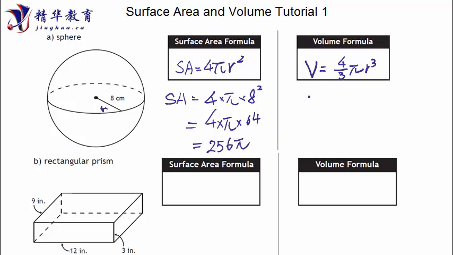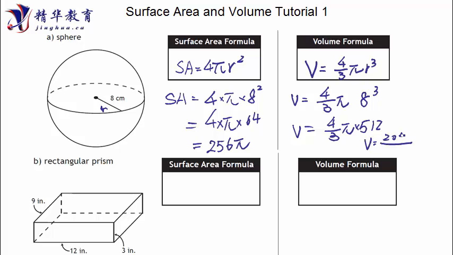Make sense? All right. And then the volume of this is equal to 4 over 3 times pi times r cubed, which is 8 cubed. So V equals 4 over 3 times pi times 8 cubed. 8 times 8 equals 64, and times another 8 equals 512. And then times 4 equals 2048, divided by 3. So the volume is equal to 2048 pi divided by 3. And that's it. Make sense?